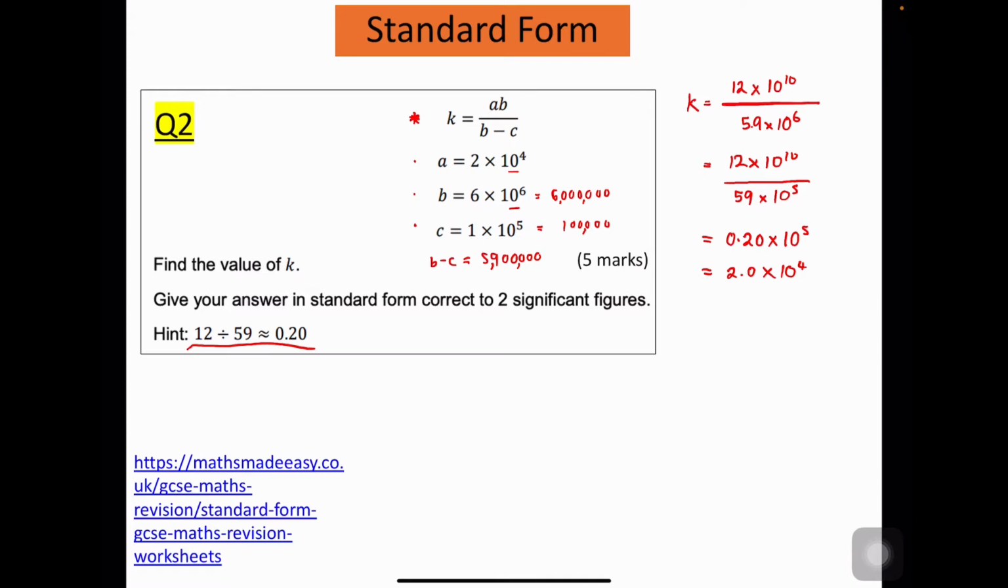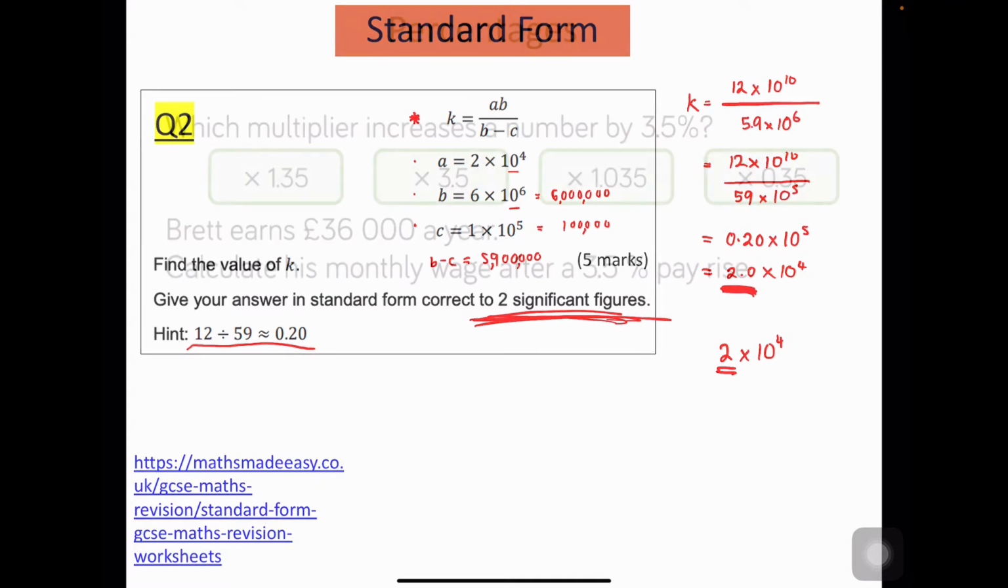Now notice here it says correct to two significant figures. So we have to write 2.0. If you write 2 multiplied by 10 to the 4, that's to one significant figure. That wouldn't give you full marks. So if you see two significant figures here, make sure you write your answer to two significant figures.